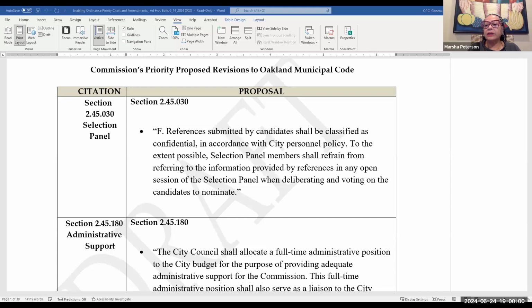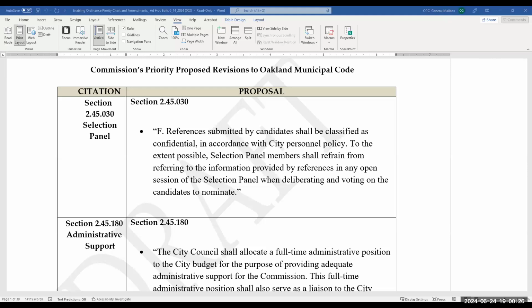Mac, I see your hand up. Yeah, I just wanted to understand because I understand that you can't go into closed session to discuss these references, but that wouldn't prohibit selection panel members from personally looking at the recommendations. It just prohibits them from discussing them as a group. Is that correct?